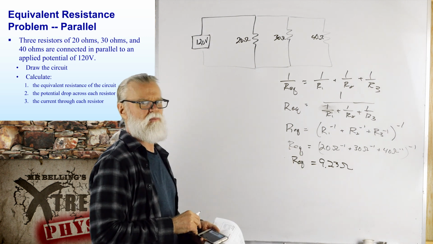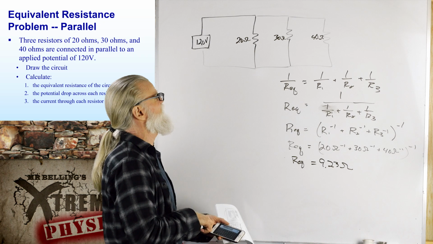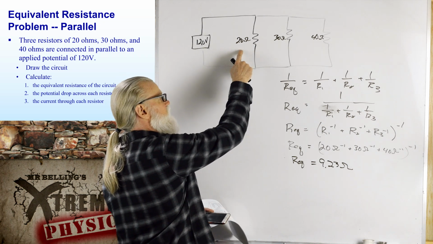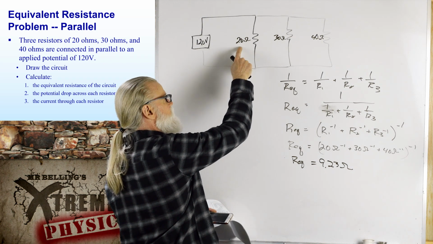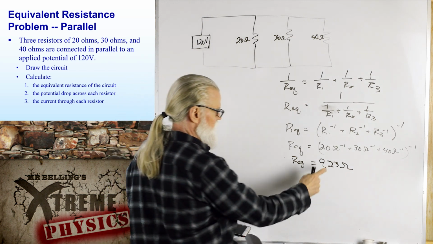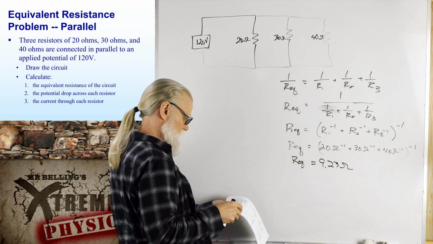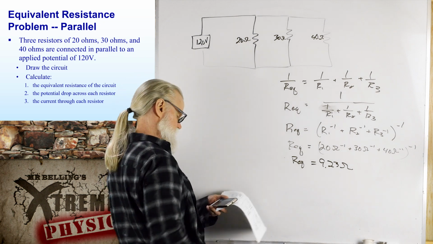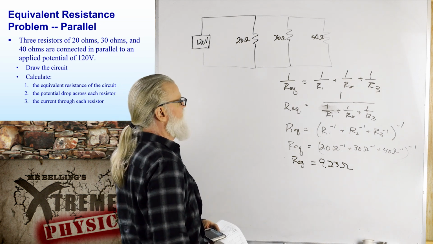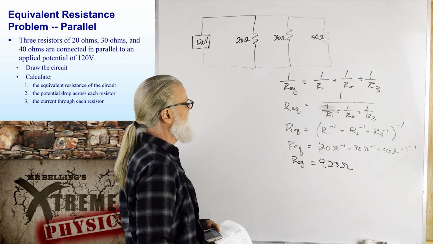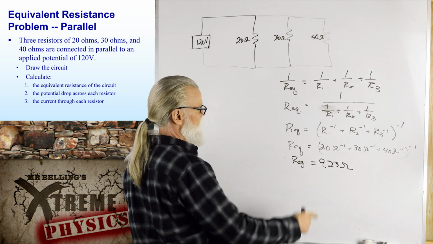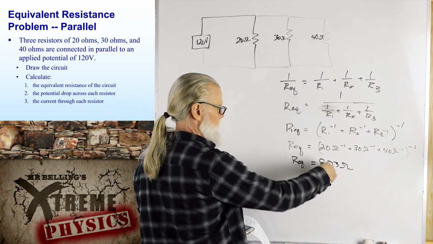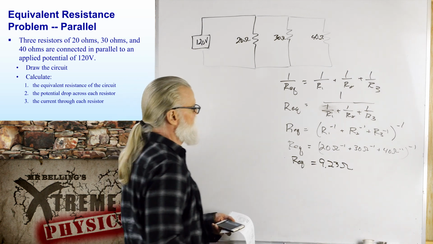Now, in a parallel circuit, the equivalent resistance is always less than the smallest resistor, but not ridiculously small. Our smallest is 20, so I'd expect your answer to be smaller than 20, but not ridiculously small. And 9.23 fits the bill. If you got an R equivalent of 0.11, that's ridiculously small. In that case, you didn't do this last inversion, because 1 over 9.23 is 0.11.